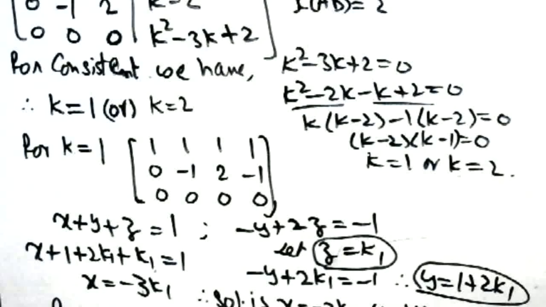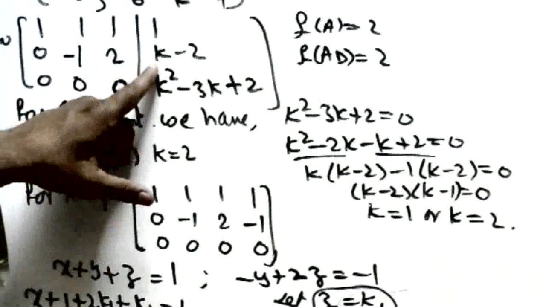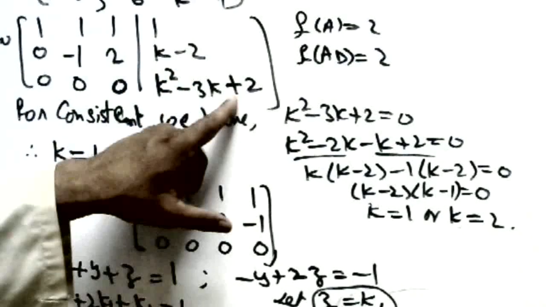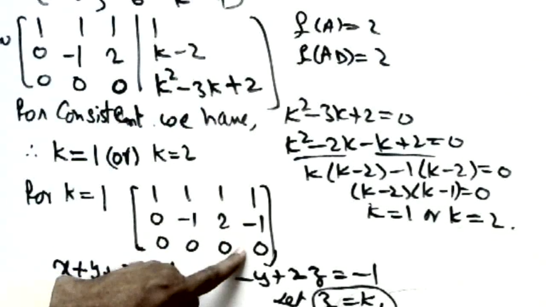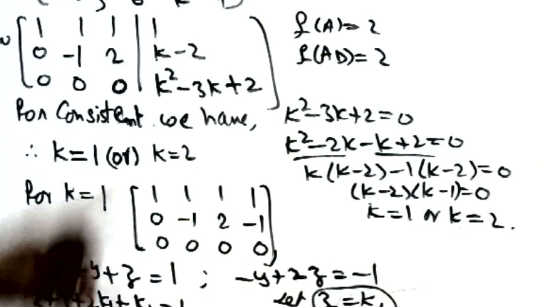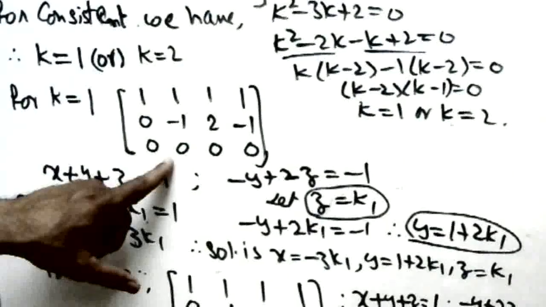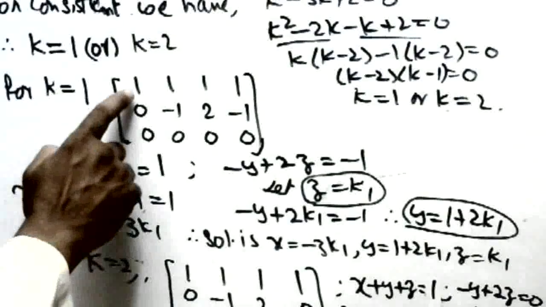So for k equals to 1 or k equals to 2, the given equations will be consistent. Also, the question is to write the complete solution. So let me take k equals to 1, then k equals to 2. If you put k equals to 1 here, what is left here? 1 minus 2 will be minus 1. So when we keep k equals to 1, it will be 0. So let me solve this one. Here we kept the value of k equals to 1, so we got this equation.